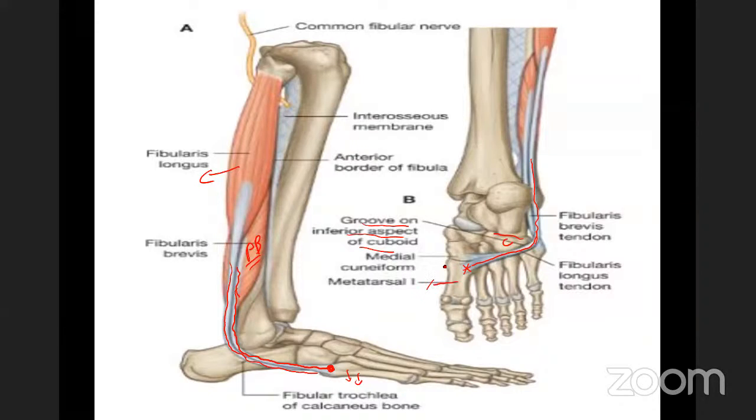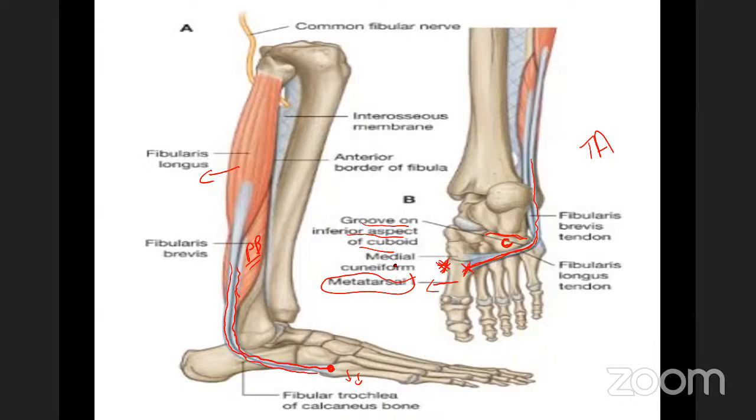Can you all say which muscle was attached to the inferomedial aspect of the base of the first metatarsal, students? Tibialis anterior. Very good. Tibialis anterior was attached to the inferomedial aspect of the base of the first metatarsal, whereas peroneus longus passes through the groove of the cuboid and attaches to the inferolateral aspect of the base of the first metatarsal. So with this, we have discussed the two muscles.